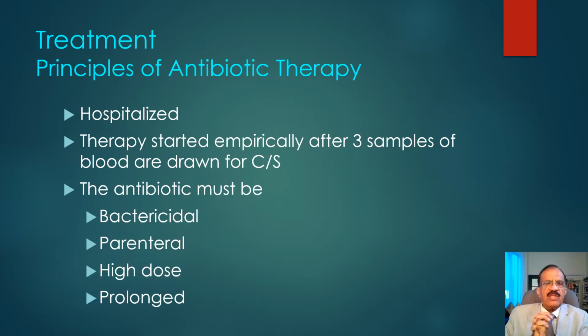Then the third thing is that the antibiotic must be, or at least should be, bactericidal. Bactericidal is an antibiotic which actually kills the bacteria. And parenteral, because we need to have a high plasma level. These vegetations do not have any circulation, so the antibiotic will not reach the depth of the vegetation through circulation. It will only imbibe through the wall. So for that you need to maintain a very high concentration of antibiotic, and that will be possible only by giving a parenteral antibiotic.